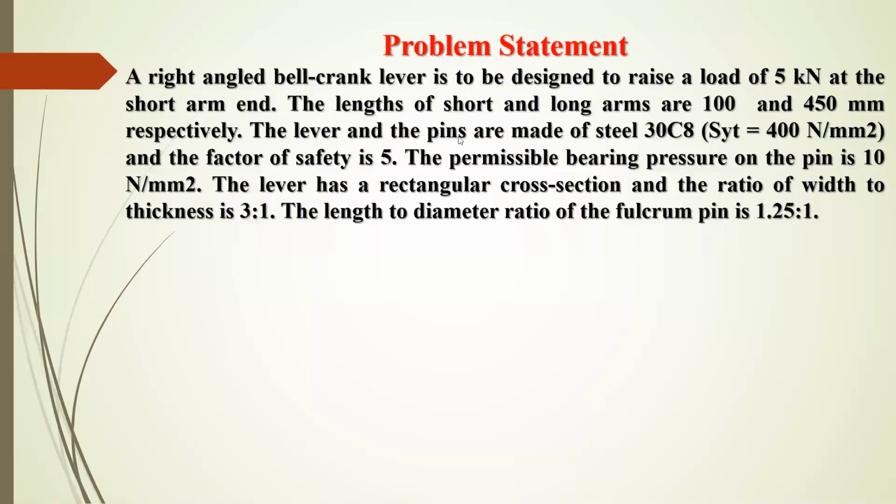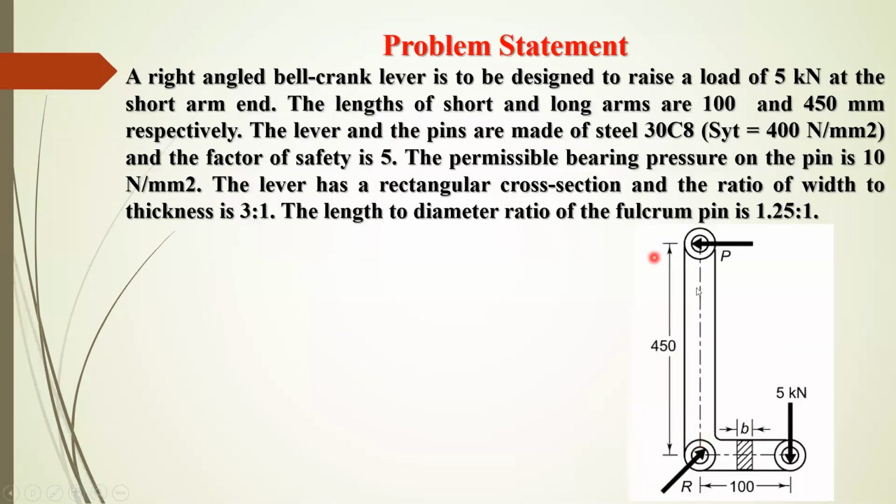So here is the problem statement for the bell crank lever. The problem statement is like this: a right angle bell crank lever is to be designed to raise a load of 5 kilonewton. Here you can see the diagram of the bell crank lever. It is a bell crank lever having 90 degrees between the two arms. This is the first arm, this is the second arm, and the angle between the two arms is 90 degrees.